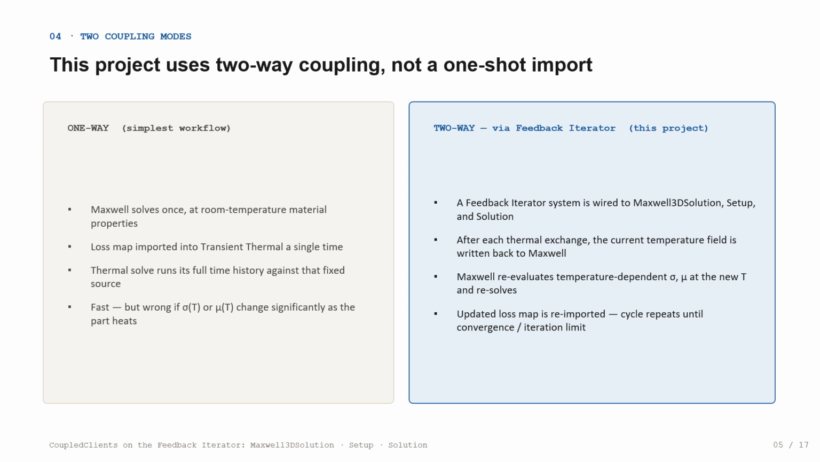Now, there are two fundamentally different ways to couple an electromagnetic solve to a thermal solve, and this project deliberately uses the more sophisticated of the two.